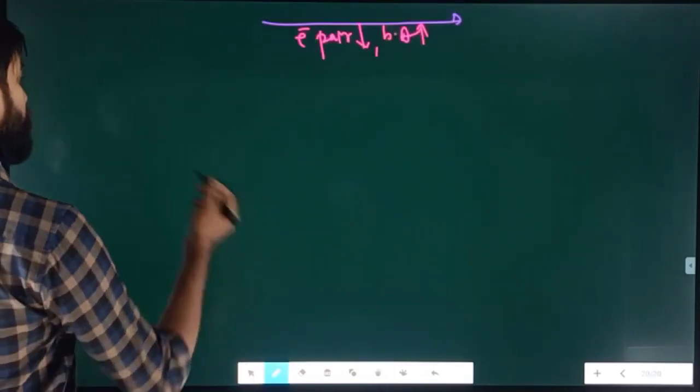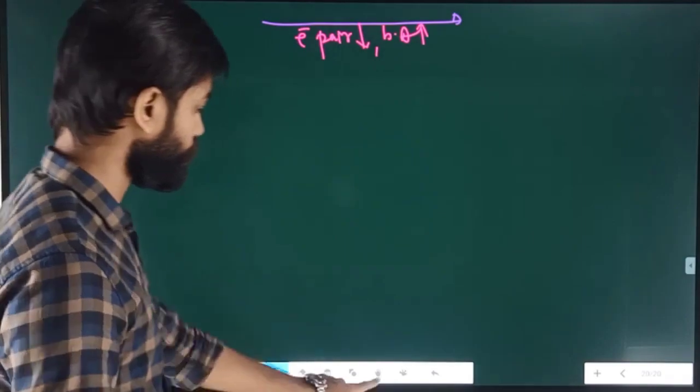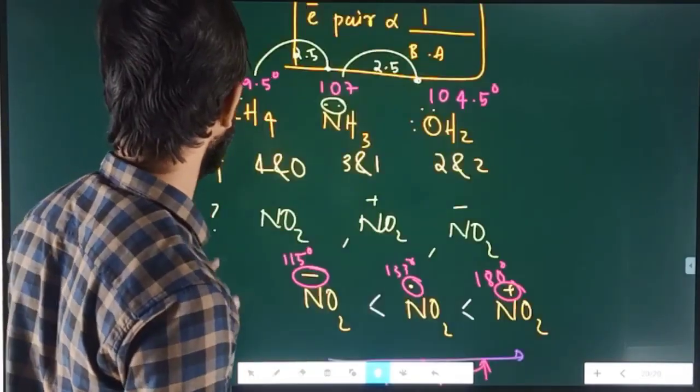Ready. The next idea. What is the number?